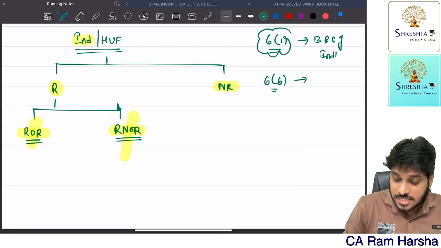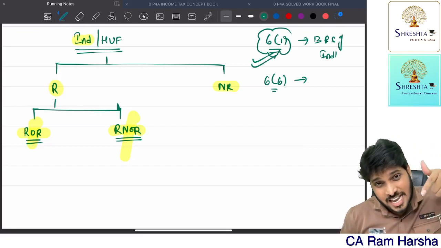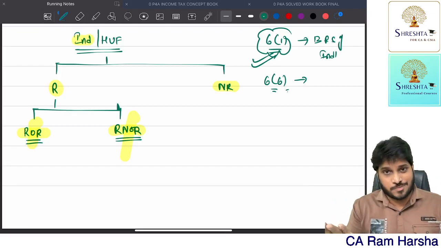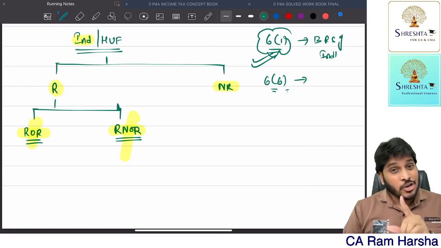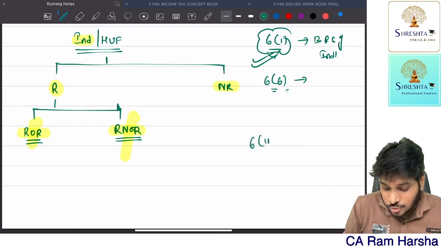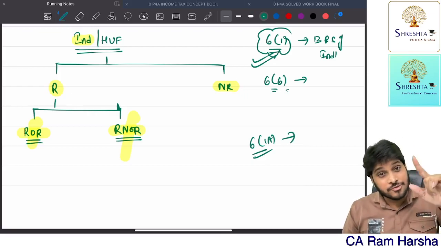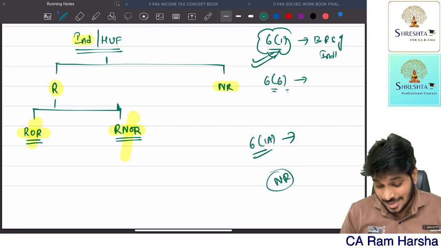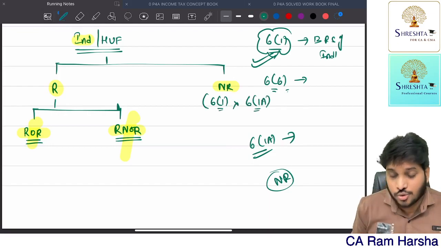If a person satisfies 6 clause 1, yes, he is a resident basically. Now, is he ordinarily resident? Check 6 clause 6. If 6 clause 6 also applies, then he is an ordinarily resident. Otherwise, don't conclude. 6 clause 1A we need to check. If that is applicable, again resident. If not, then he is straight away non-resident. When a person is classified as non-resident, 6 clause 1 should not apply, and 6 clause 1A should not apply.